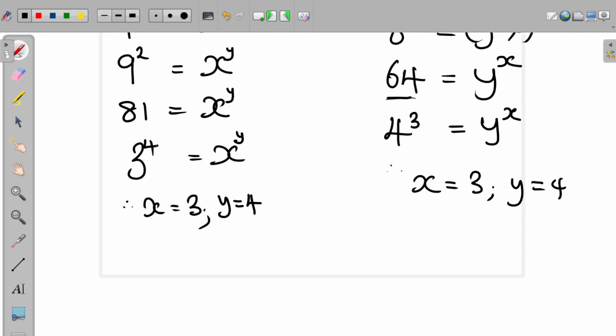Thus, we have been able to obtain that x is equal to 3 and y is equal to 4, and also x is equal to 3 and y is equal to 4.